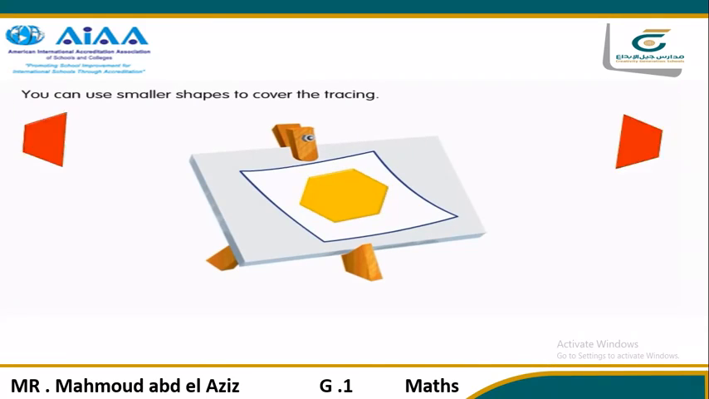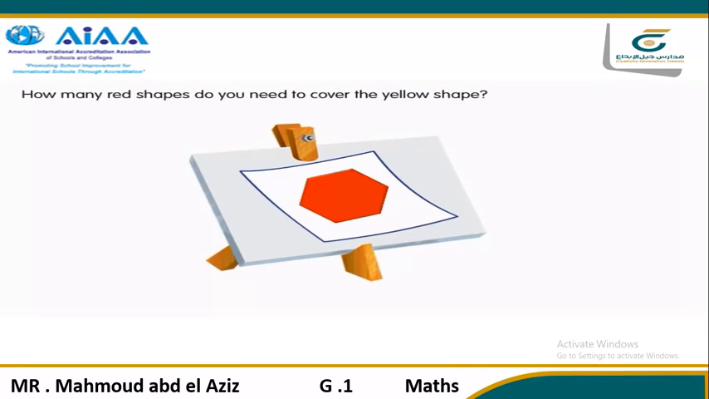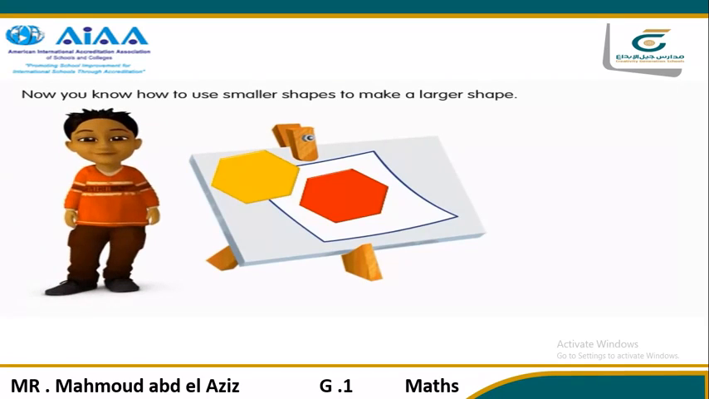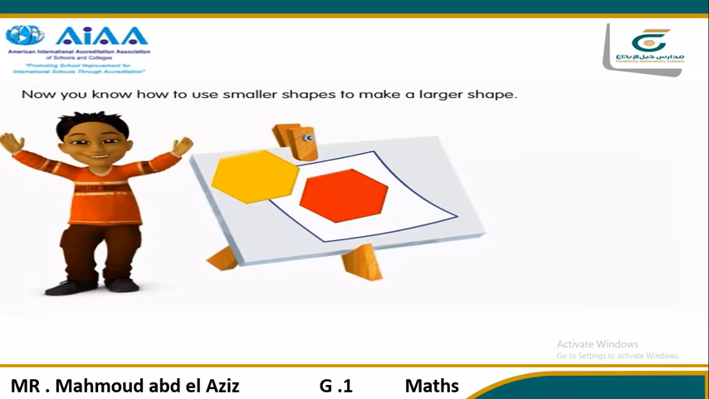You can use smaller shapes to cover the tracing. How many red shapes do you need to cover the yellow shape? You need 2 red shapes. Is there a different way to make this shape? Yes. Now you know how to use smaller shapes to make a larger shape.